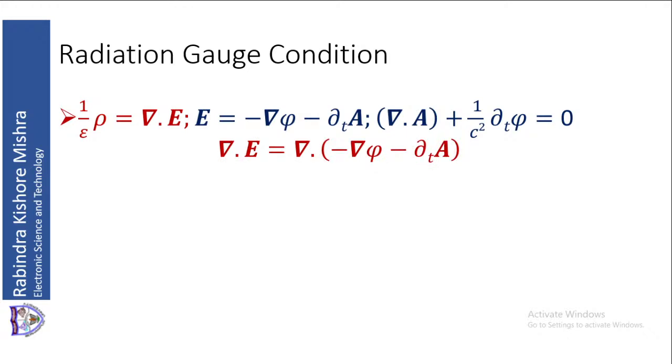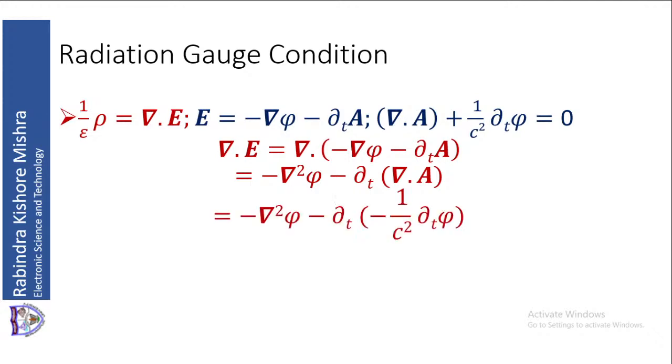Now let us find out what is divergence of E. Divergence of E is equal to divergence of minus grad phi minus dot TA. Now that is equal to minus del square phi minus dot T divergence of A. Now divergence of A is equal to minus 1 upon c square dot T phi if you use that. So you can write this as 1 upon c square dot square T phi minus del square phi. So divergence of E is equal to 1 upon c square dot square T phi minus del square phi.